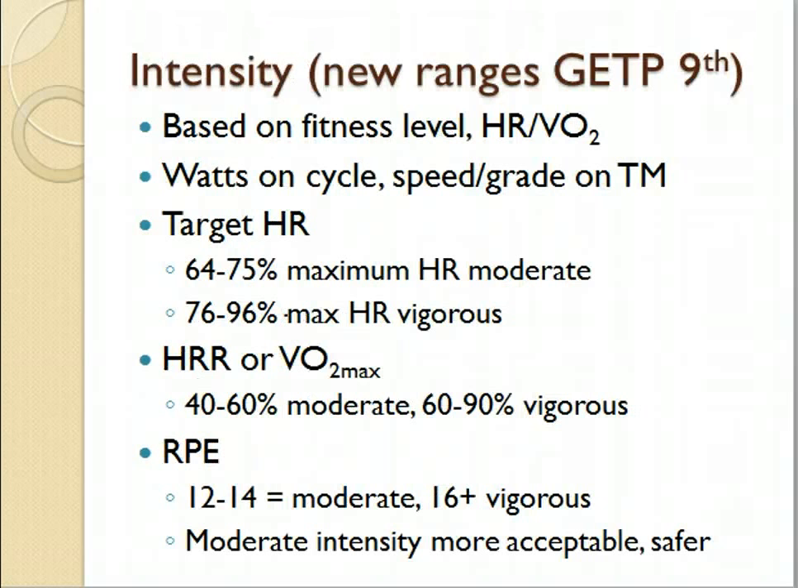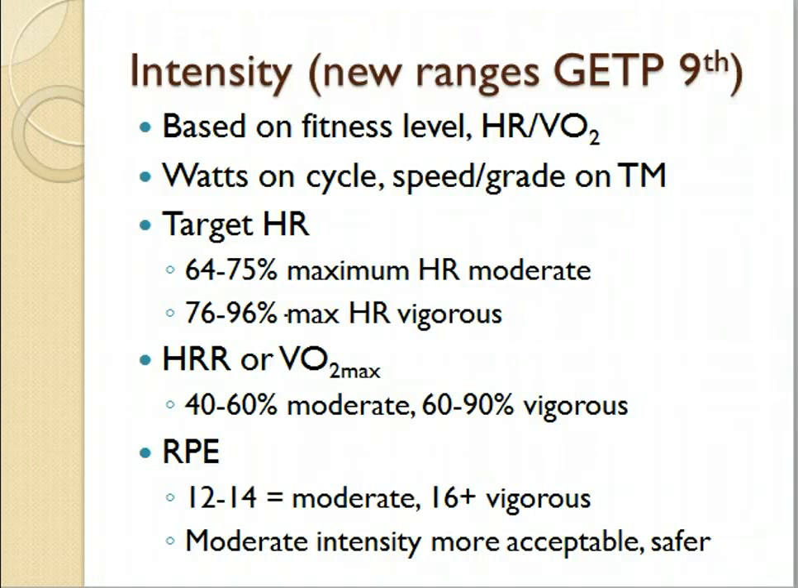Intensity. They've set new ranges in the ACSM Guidelines 9th edition. So this is why we do our fitness testing. So you want to base it off someone's fitness level. How do we set ranges? Watts on the cycle, kilogram meters per minute. Can you work back and forth on that? Can you determine speed and grade on a treadmill to get to where you want to be?